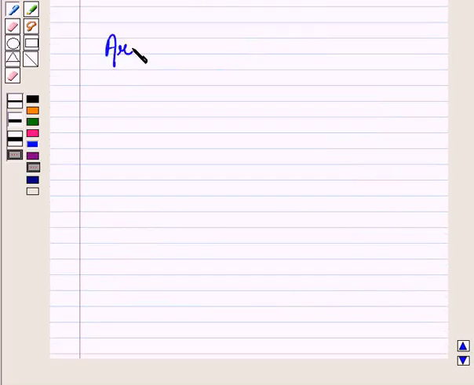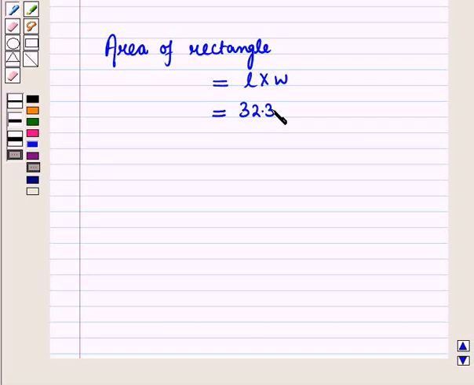Now we have to find the area of the rectangle. The area of the rectangle is equal to length into width, which is equal to 32.3 cm into 14.84 cm, which is equal to 479.332 square centimeters. Now again we have to write the area using the correct number of significant digits.